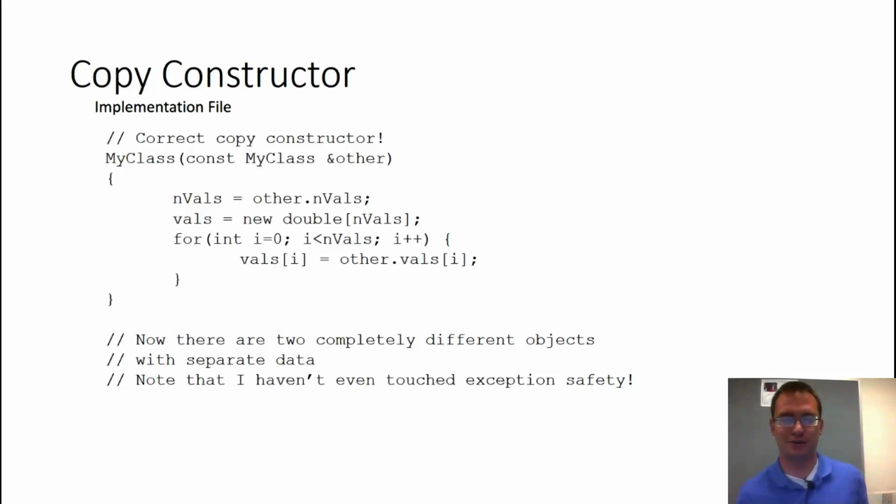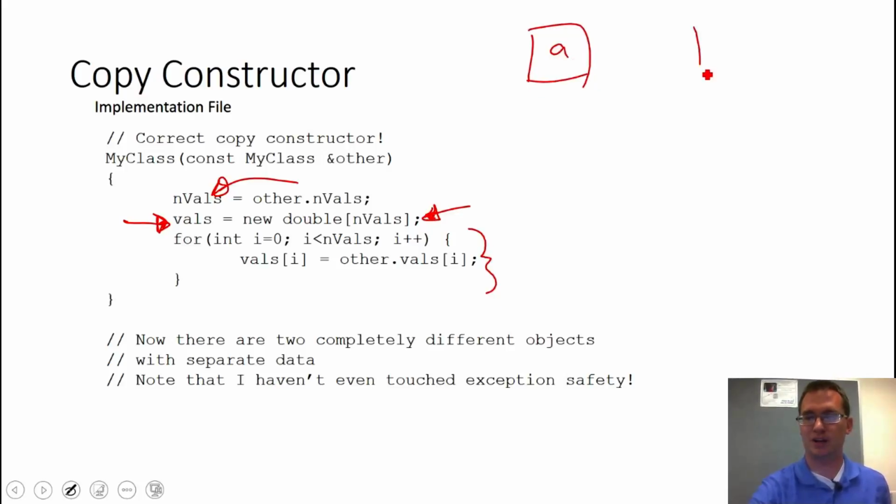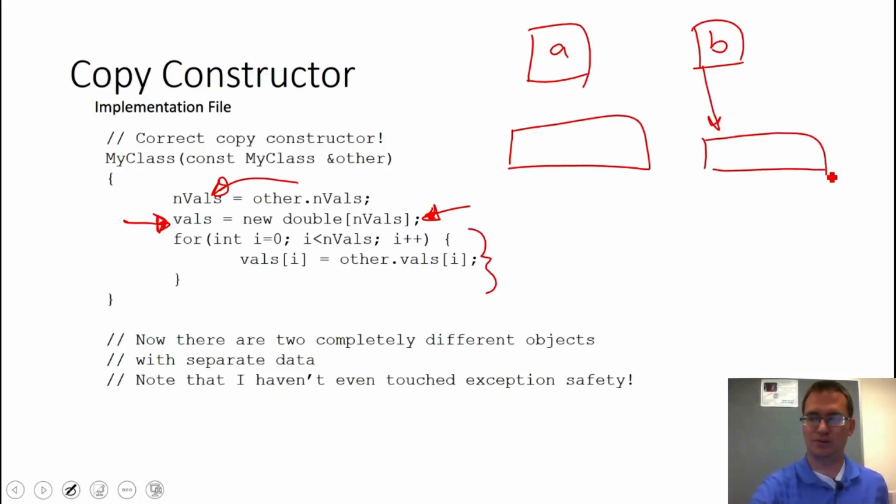So this is how we actually do it correctly. We copy n vals over, okay, and then we allocate memory for vals, all right, and then we actually copy the block of memory. So now this is A and this is B. We're going to allocate an entirely new chunk of memory, and B has its own chunk of memory, and then we actually copy, hence the name copy constructor, the values.